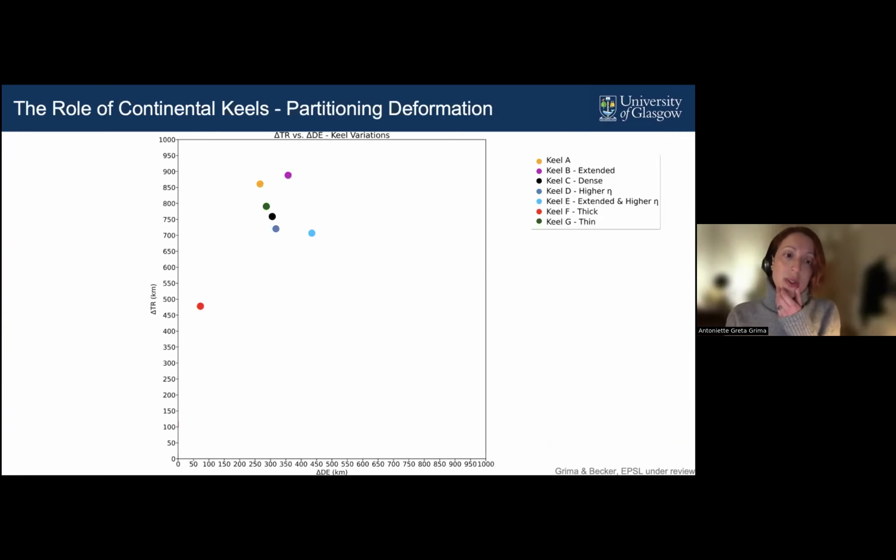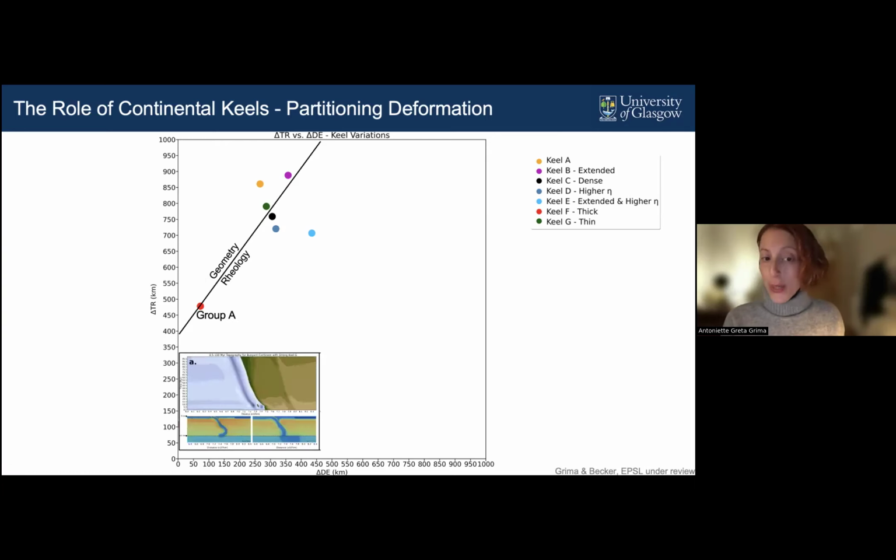So what I'm showing you here is the amount of trench retreat on the y-axis and the extent of the deformation region on the continental overriding plate on the x-axis. And the different colored circles represent different models with different continental heterogeneity. And the first thing that we can see is that there is a distinction between models where the heterogeneity is geometric in nature and models where we change the rheology of the heterogeneity that we implement.